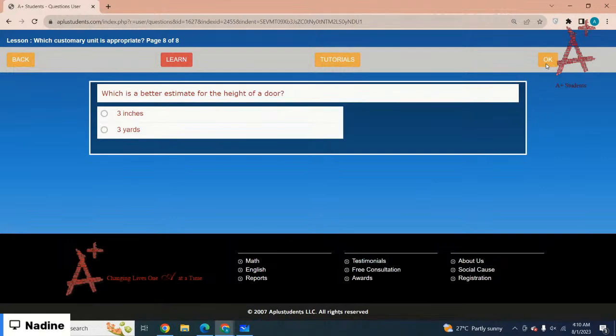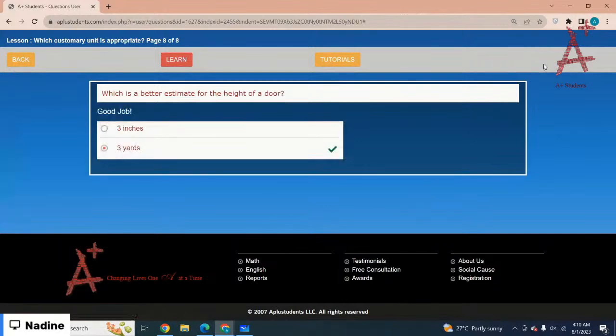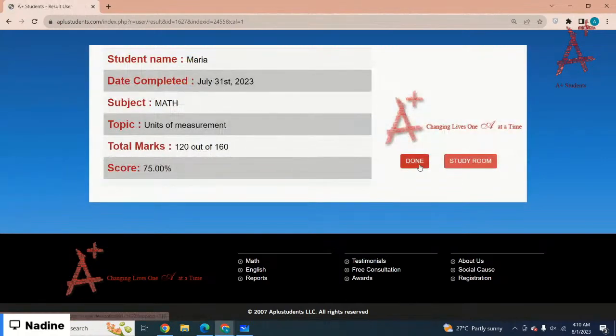The correct option is 3 yards, because it is the height of the door, so it would be 3 yards. I remember we did this same lesson in last session. It's okay. Yes, it is 3 yards.